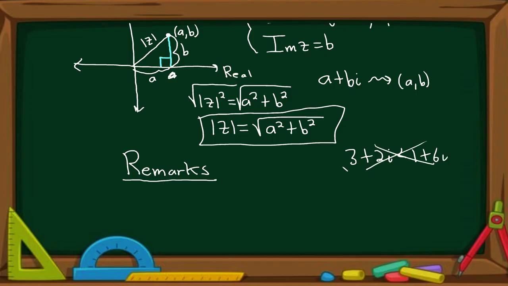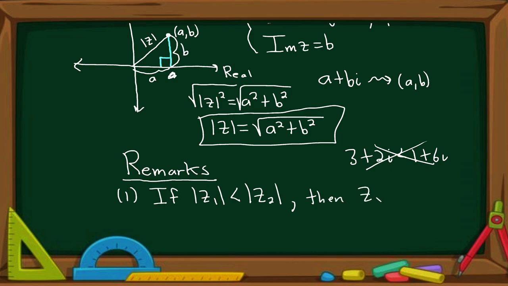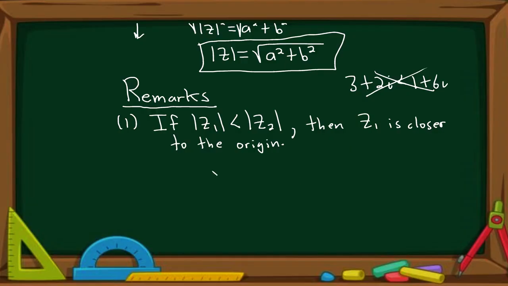There's no ordering like that in the complex number system. But you can do that with complex numbers using moduli. The first remark I have is that if the modulus of some complex number z1 is less than the modulus of another complex number z2, then z1 is closer to the origin, right? Because we said the modulus of a complex number is the distance between that complex number and the origin in the complex plane. So if the modulus of z1 is smaller than the modulus of z2, then z1 is closer than z2 to the origin.